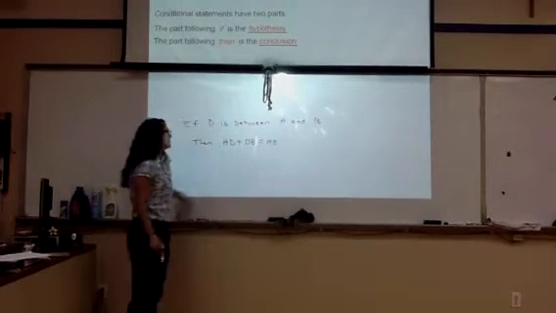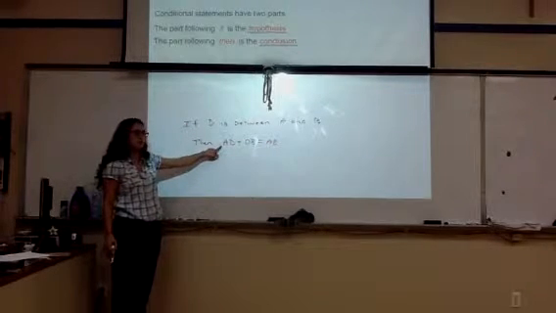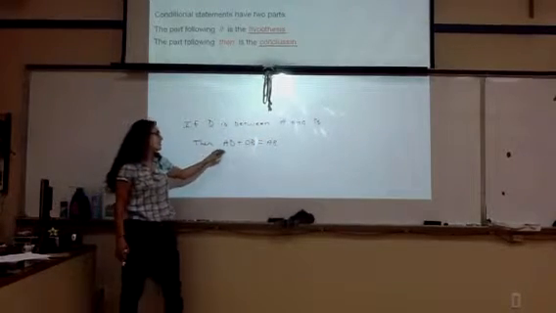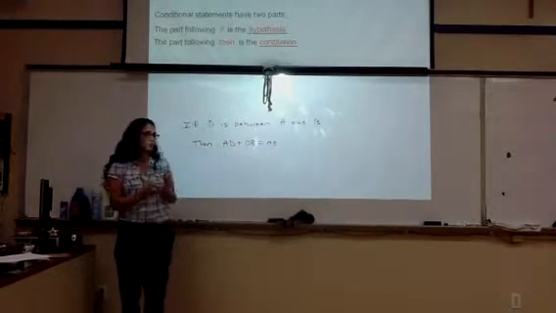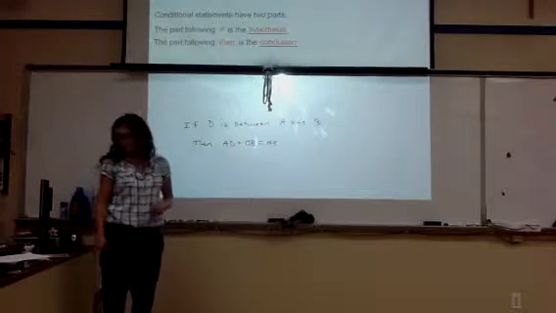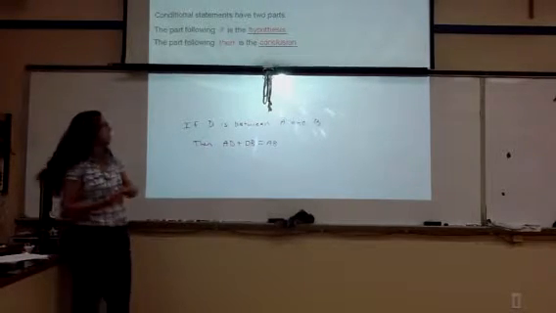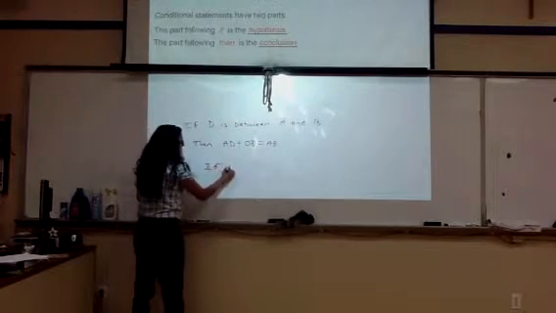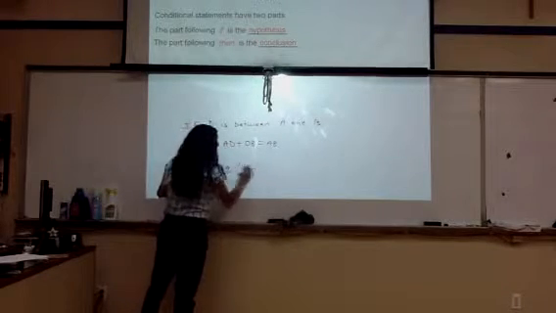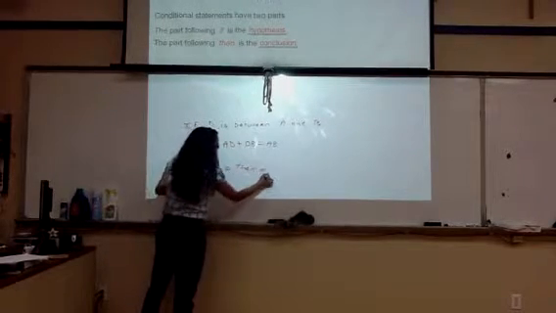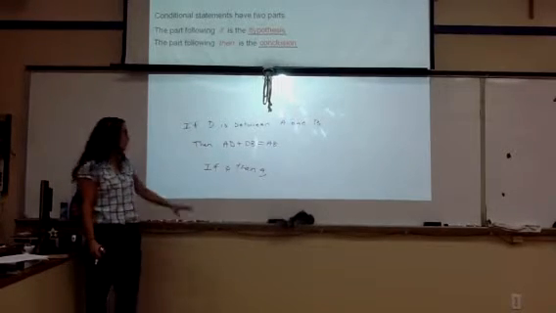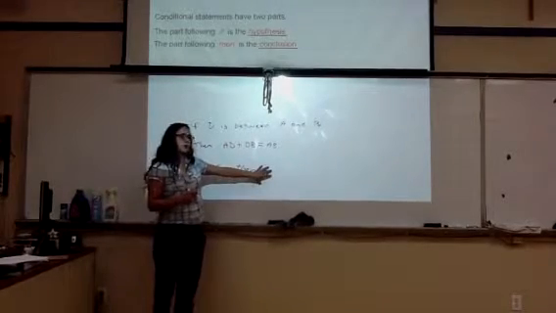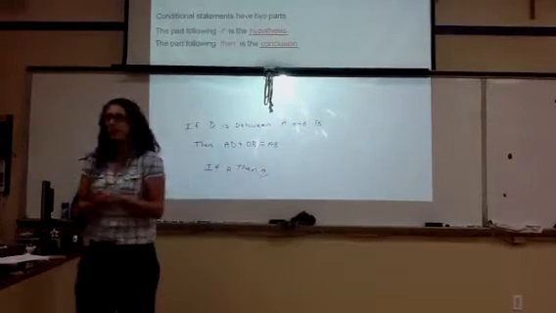So that would be an if-then statement. This would be our hypothesis. This is our conclusion. After the if will always be the hypothesis, and after the then will always be the conclusion. We can come up with tons of different examples. The way you could always write this in symbols is if P, then Q, where P is our hypothesis and Q will be our conclusion. So let's try it.